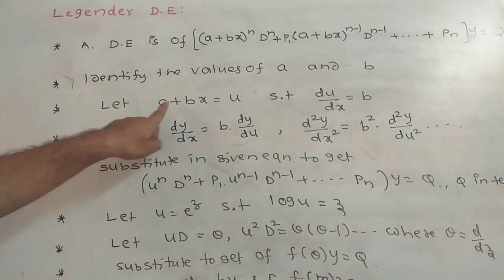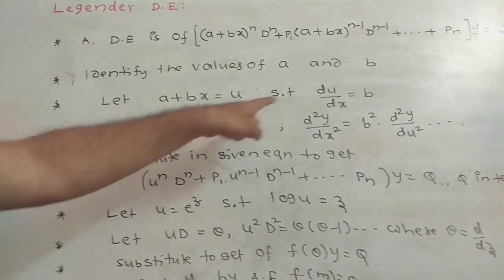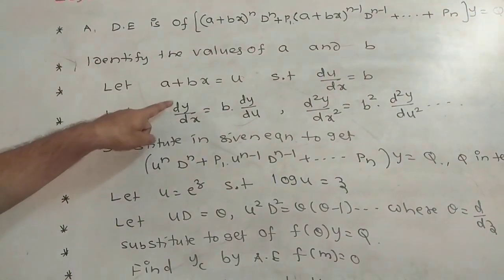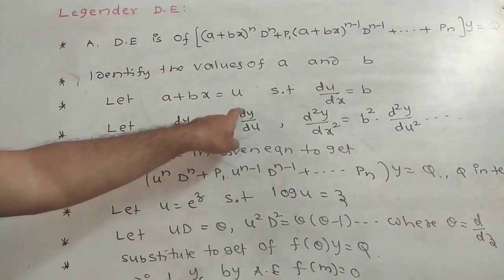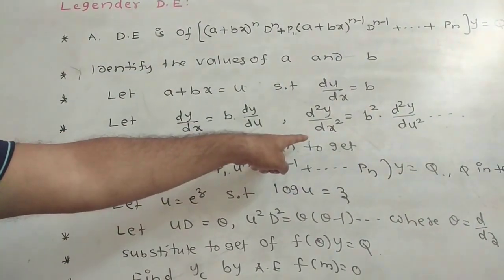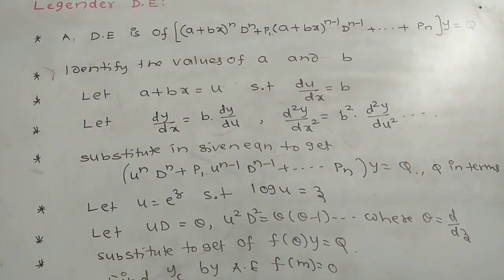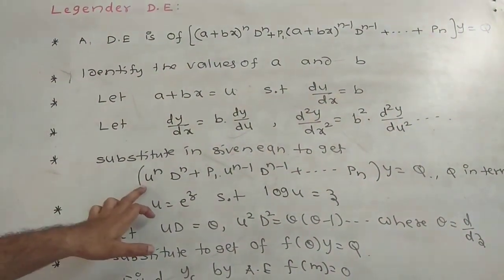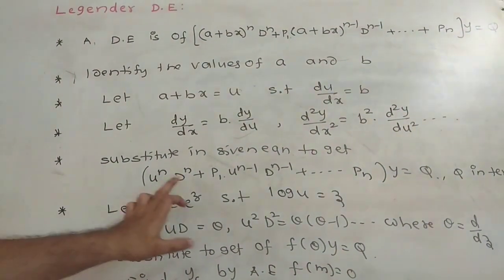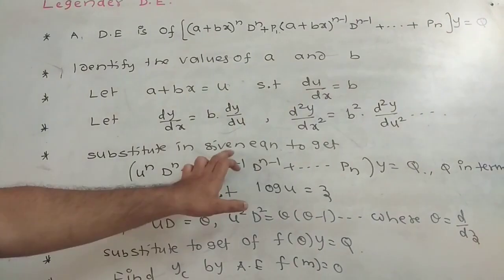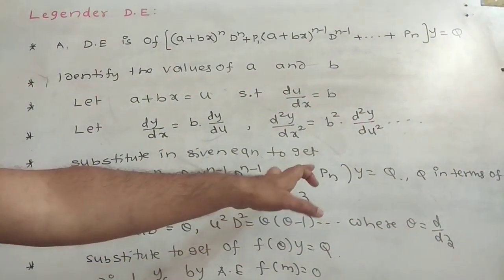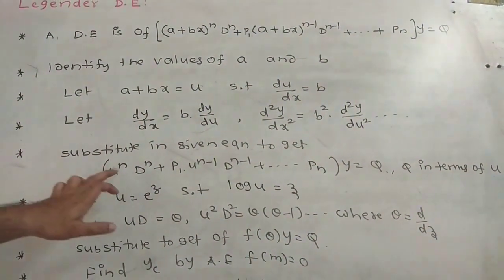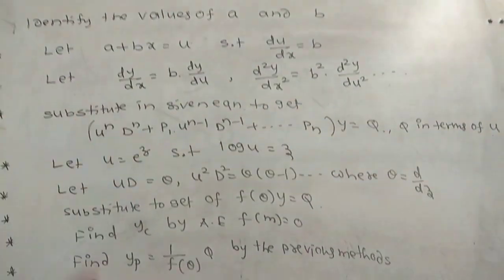You start with a plus bx equal to u such that du by dx equal to b. Then you suppose dy by dx equal to b into dy by du, d square y by dx square equal to b square into d square y by du square, and so on. These values are substituted in the given differential equation to get the form u^n d^n plus p1 into u^(n-1) d^(n-1) plus and so on, Pn of y equal to q, where q is in terms of u only. This is clearly a Cauchy-Euler differential equation.